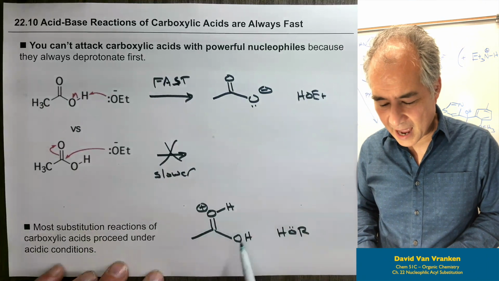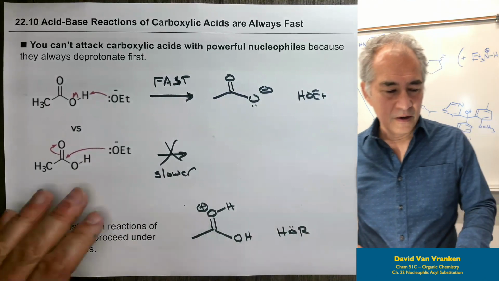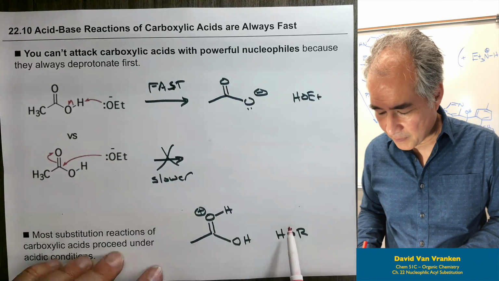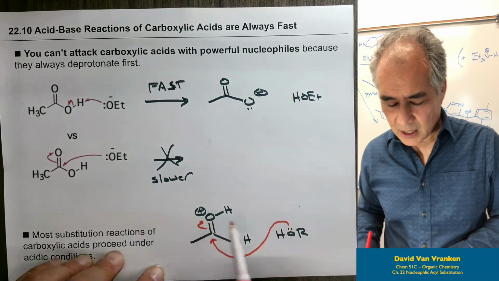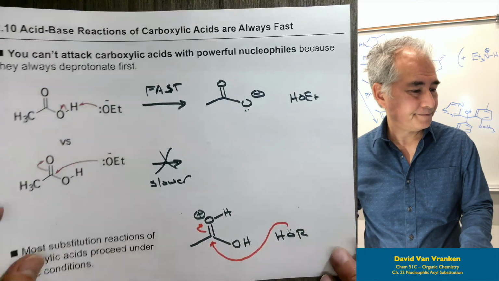We can't do it by adding a stronger and stronger nucleophile. We have to do it by making the electrophile more powerful. And so that's what we're going to do here. Let's go ahead and talk about the mechanism for making esters from alcohols and carboxylic acids by using strong acid catalysts.